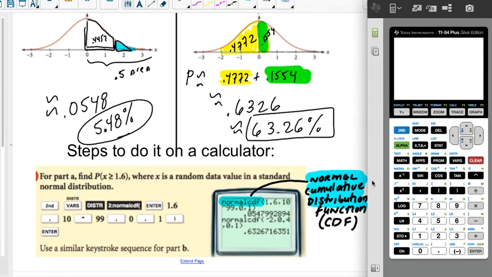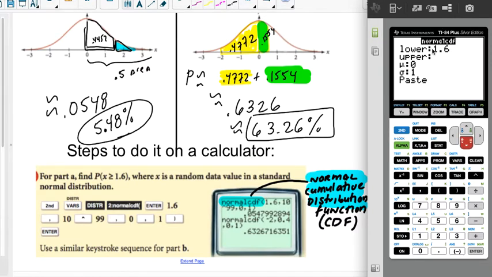So what we can do, I'm going to clear all this stuff out. If you go to distribution, which is over VARs, see it says distr, so if you go to second VARs and pick distribution, you can pick normal CDF, which stands for normal cumulative distribution function. The cumulative is the part where you're adding. Mine looks a little bit different, and that's just because of the generation of calculator that I'm using. But the number they want you to put in is the lower bound. Well, the lower bound was 1.6.